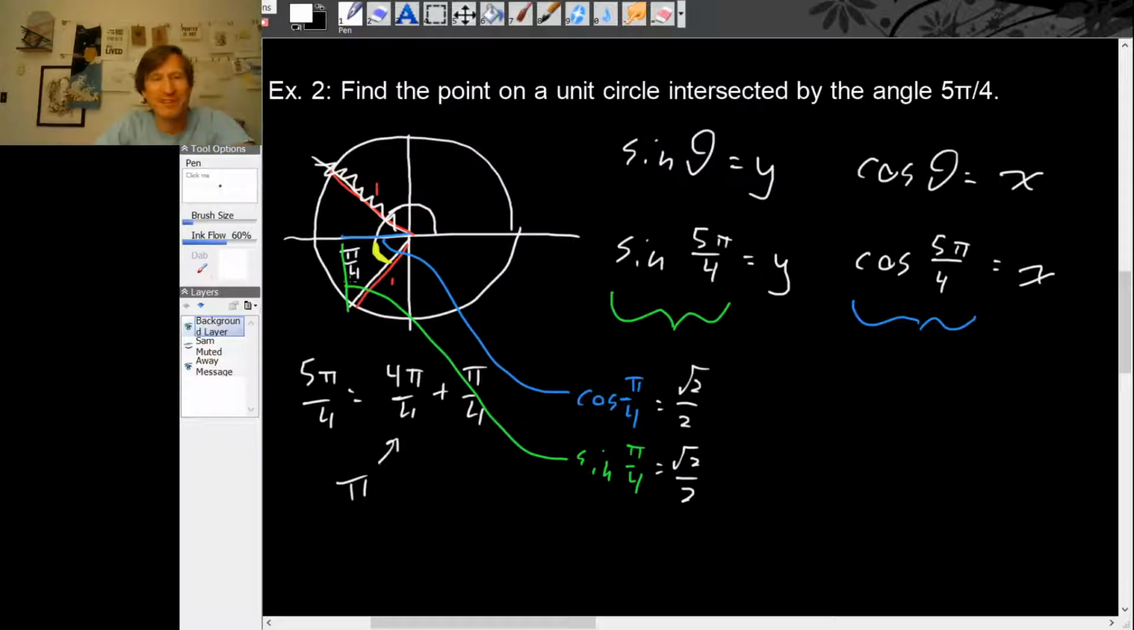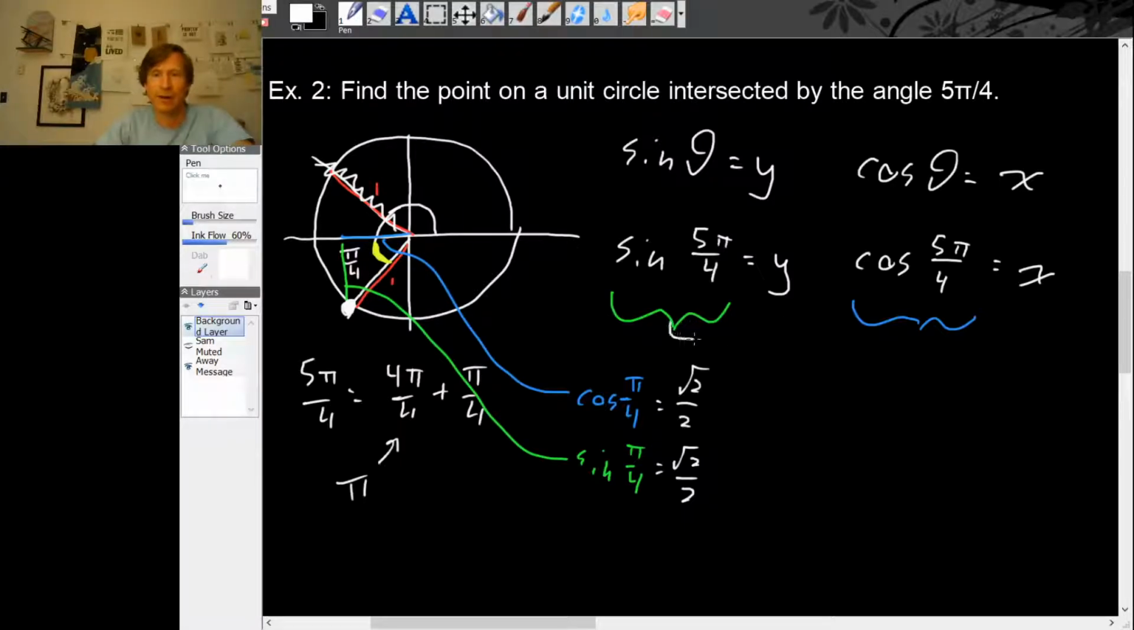Well, if you look at this diagram, the x and the y coordinate for this point that we want in the lower left here are the green and blue distances, except we only know the size of these distances. They're both square root of 2 over 2. But what that doesn't tell us is whether they're positive or negative. Now, because we are in the third quadrant, we know that both of these coordinates have to be negative.